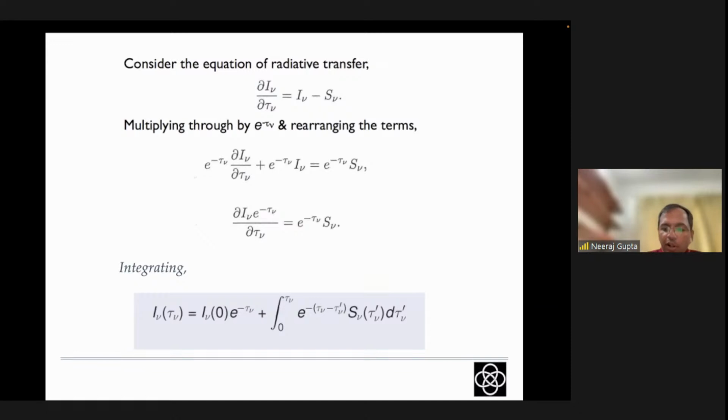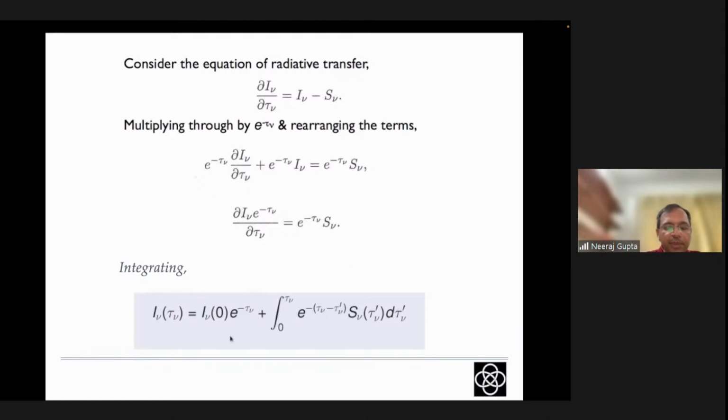And you can solve this differential equation very easily, actually. Again, you can go to Rybicki and Lightman, or you can follow the steps here. Simply, we multiply both sides by the exponential of minus tau nu, which is the optical depth, and then you can integrate this, and you get this integral equation here.